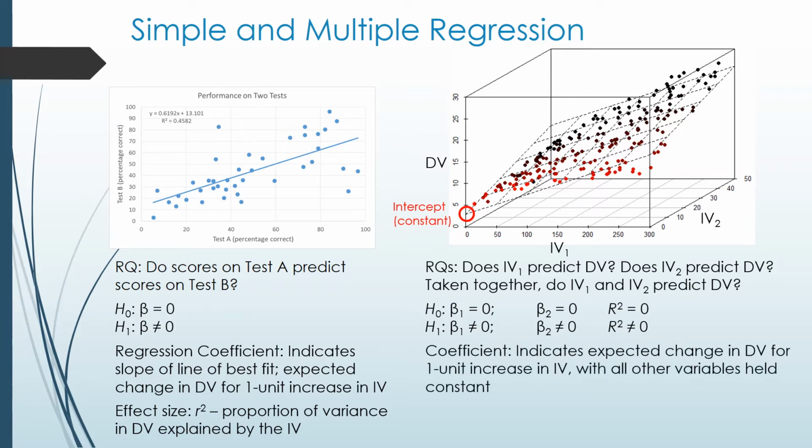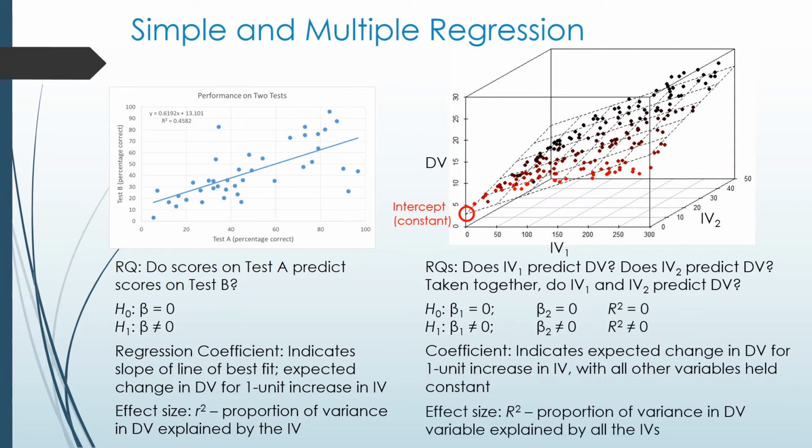Then in terms of the coefficients, we have the B's, which are the unstandardized coefficients, and those indicate the expected change in the dependent variable for a 1 unit increase in the independent variable, taking into account all of the other variables. So as if you held the other independent variables constant, we're just looking at the isolated influence of one independent variable. That's what the coefficient tells us.